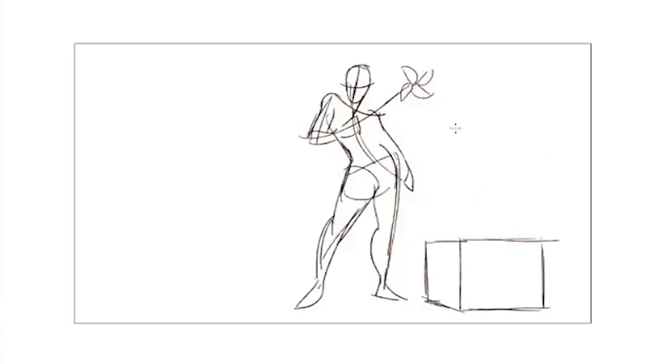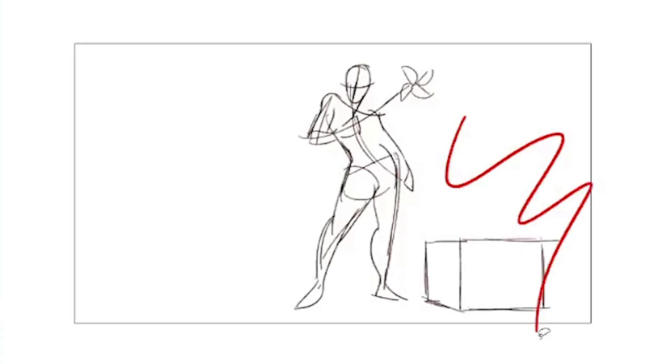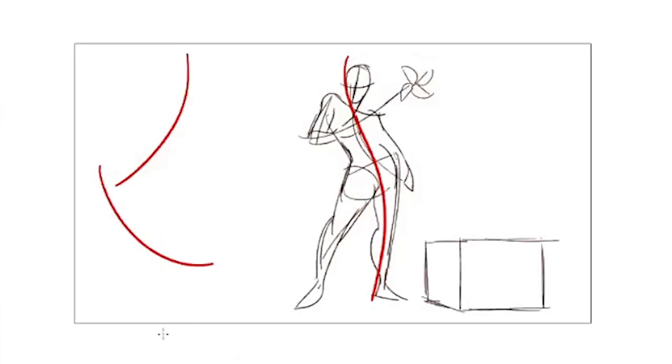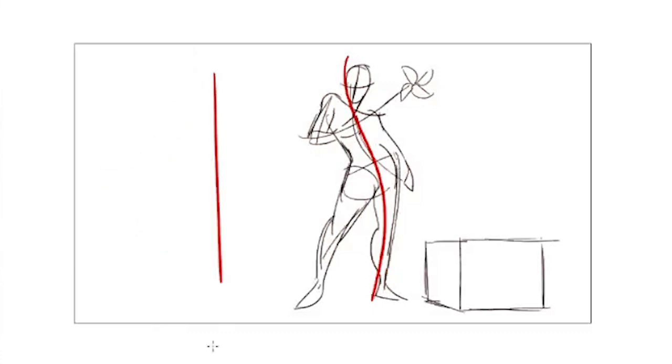Some red. Chunkier. Okay. So, you know how I was talking about the line of action? The line of action is this kind of S curve we're seeing. Sometimes it's a C curve, sometimes it's a kind of broken curve, sometimes there's a little more of that quality to it. It's rarely straight.